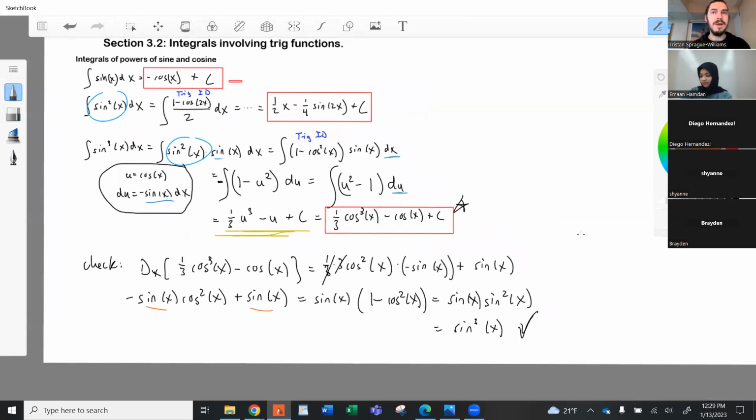So we basically have two strategies we're seeing here. One, you can use a power reducing formula to simplify something, and the other is you can use the Pythagorean identity, right?